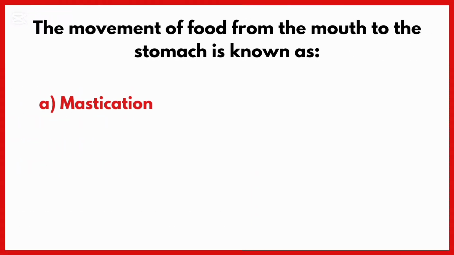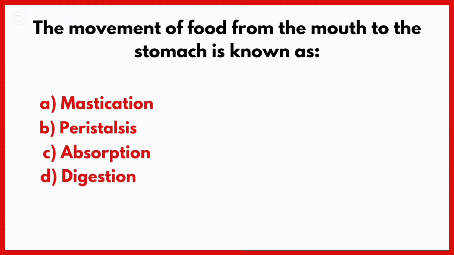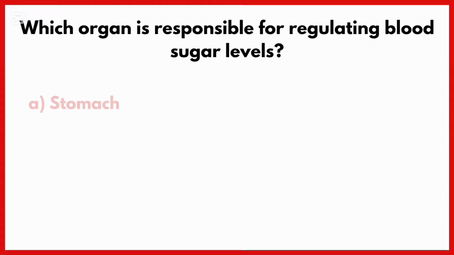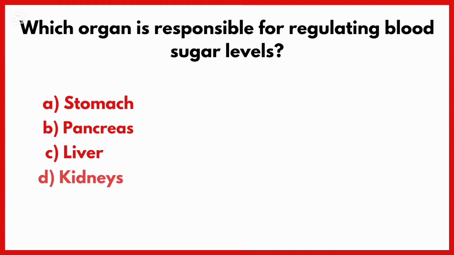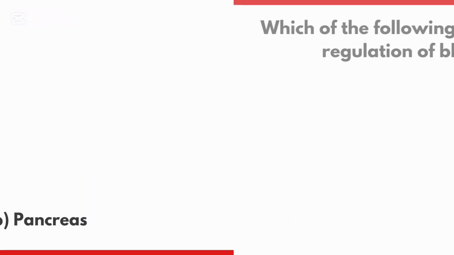The movement of food from the mouth to the stomach is known as? Correct answer is option B, peristalsis. Which organ is responsible for regulating blood sugar levels? Correct answer is option B, pancreas.